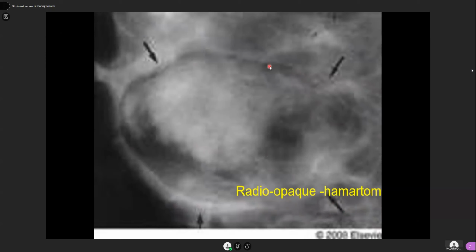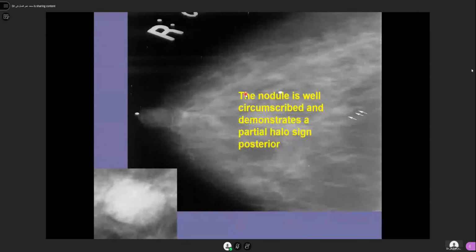You can see surrounding the mass there is an area of radiolucency. This is the halo sign. The black arrows are indicating the radiolucent rim. This radiolucent rim is suggestive of halo sign. Halo sign may be complete, may be incomplete, so it doesn't matter, but it indicates that the mass is benign.